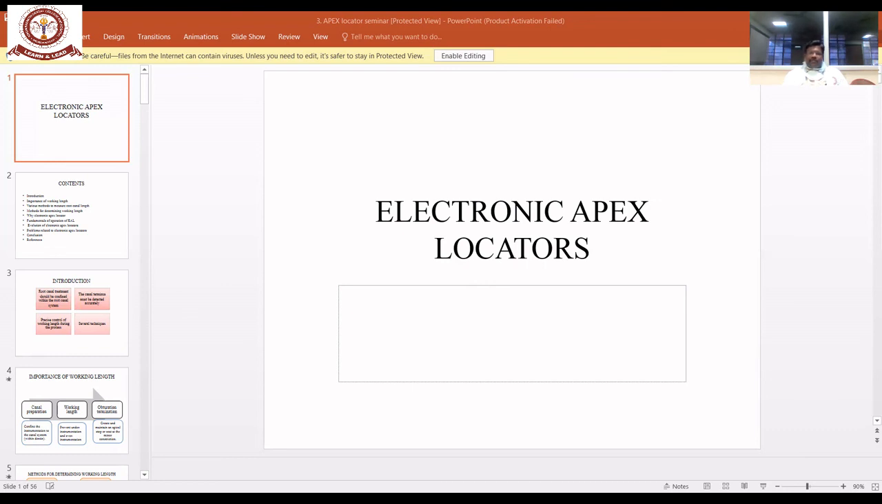Advantages are detection of root perforation. And it has the best accuracy in primary teeth.